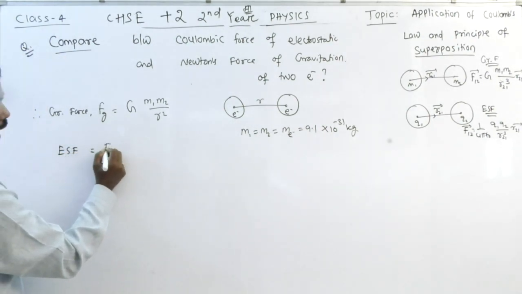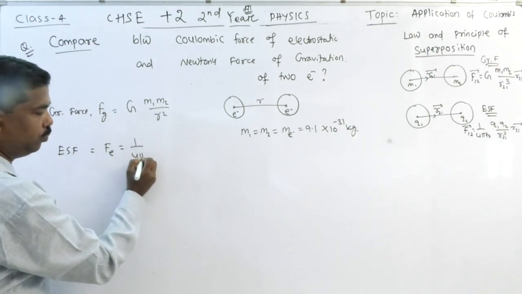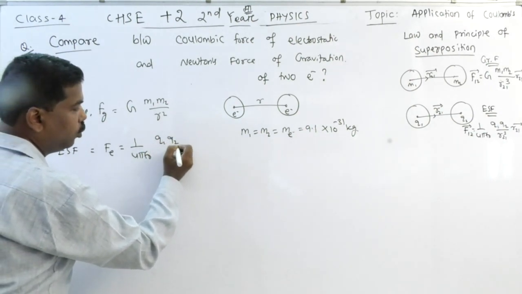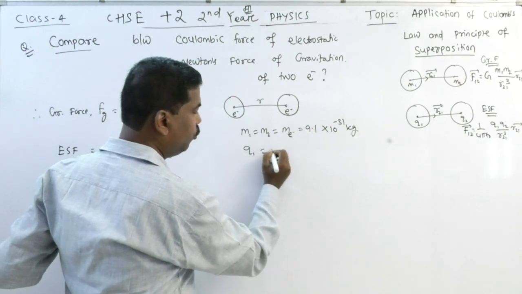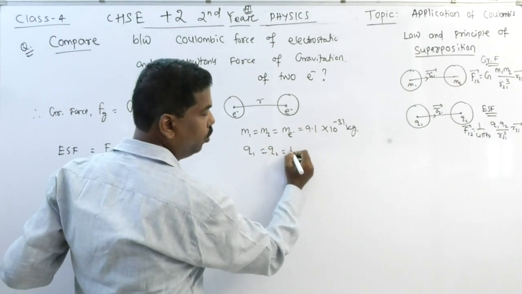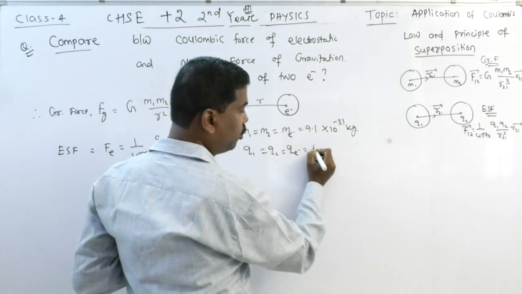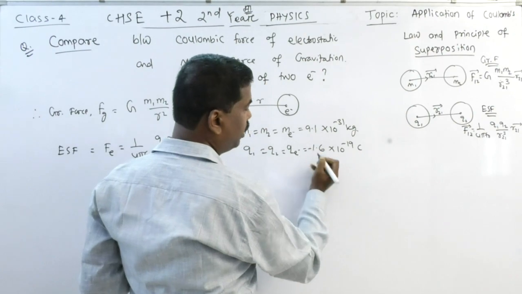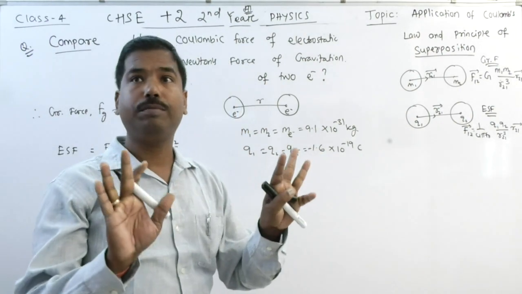The electrostatic force, I have taken it as Fe. Let us imagine in air we have assumed Fe equal to 1 by 4 pi epsilon 0 Q1 Q2 by r square. Here we know that Q1 is equal to Q2 is equal to the charge of electron. That charge of electron is found to be 1.6 into 10 to the power minus 19 Coulomb. You can put a negative sign because electrons are negative in nature. Clear?